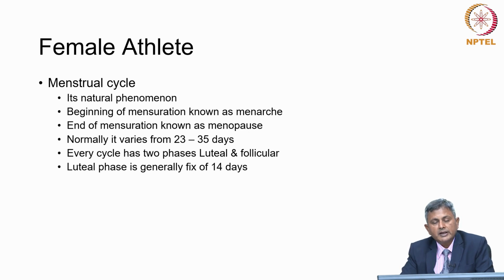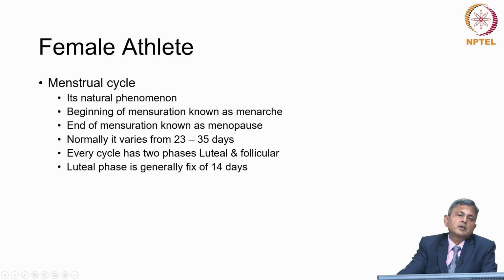And the end of menstruation is known as menopause. That means that after that, menses or menstruation or ovulation will not occur in the female body. And the duration of the menstrual cycle ranges from 23 days to 35 days, and it is also divided into two phases: the follicular phase and the luteal phase.